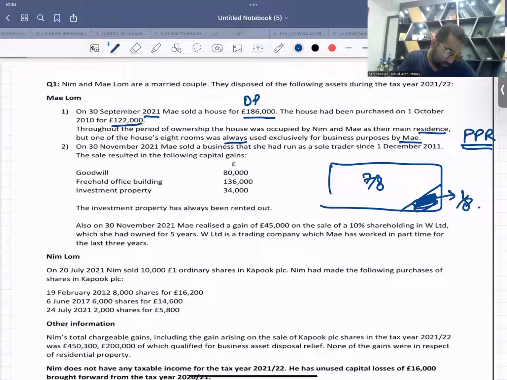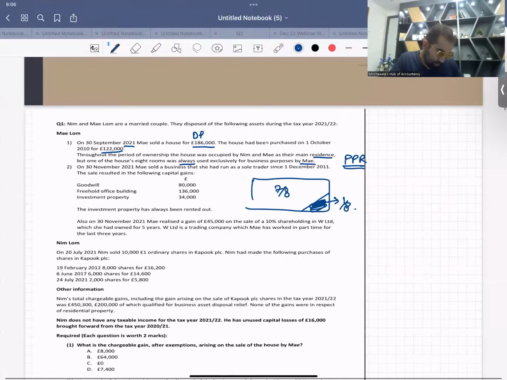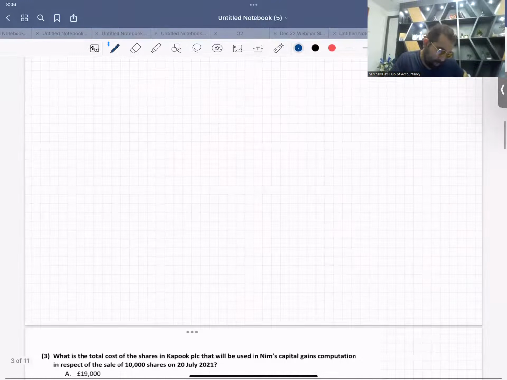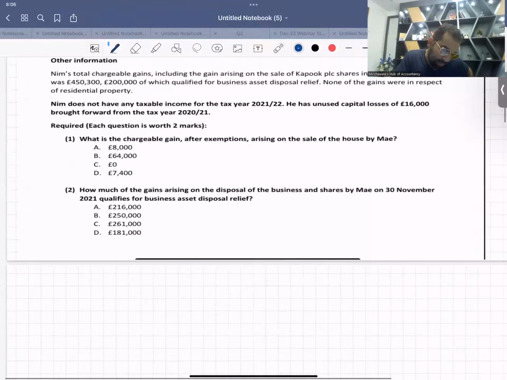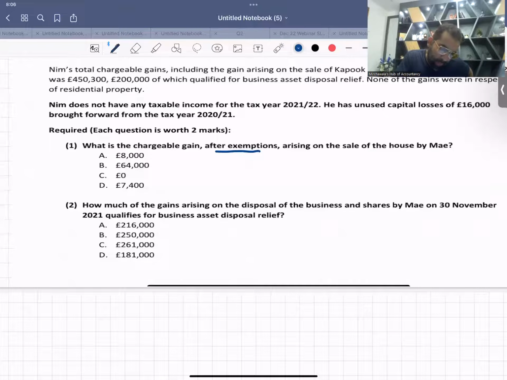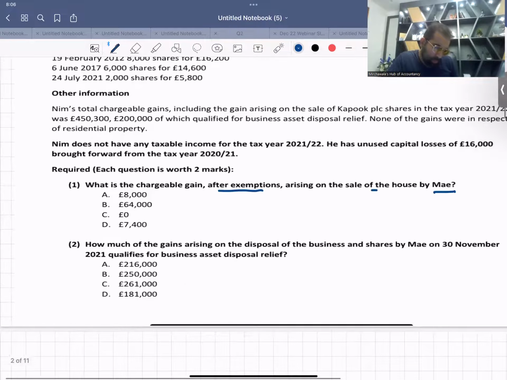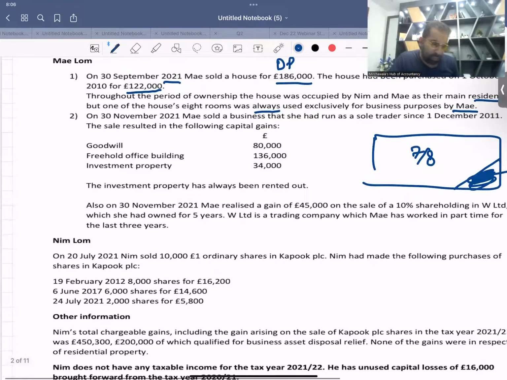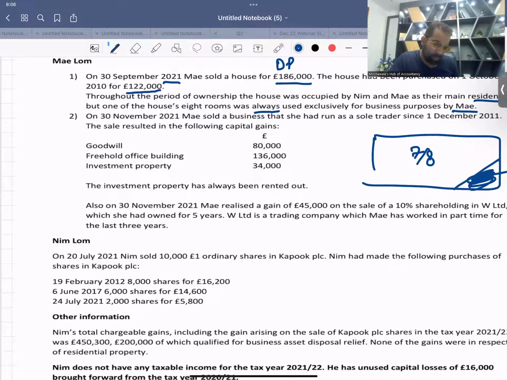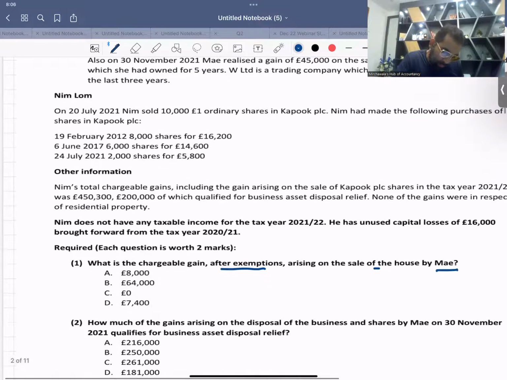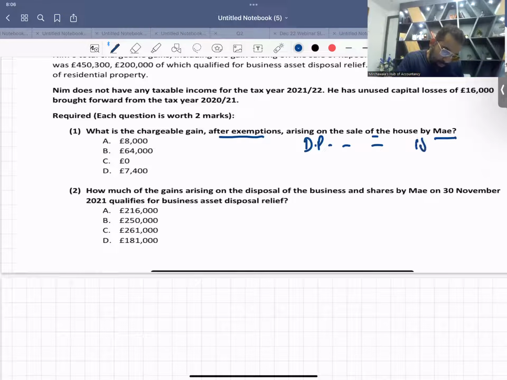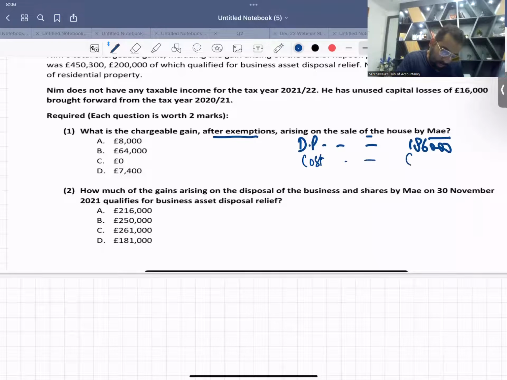Now, the next thing, let me show you if there is some MCQ for this. Yes. What is the chargeable gain after exemptions arising on the sale of the house by May? Come on, it's very easy. Very simple MCQ. What was the DP? The disposal proceed, my dear student, is 186,000 and the cost is 122,000.